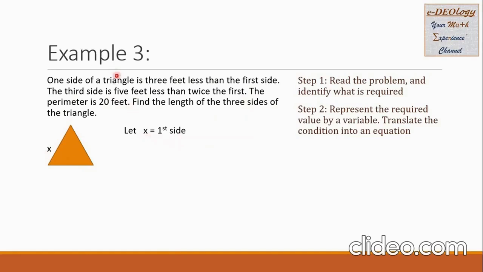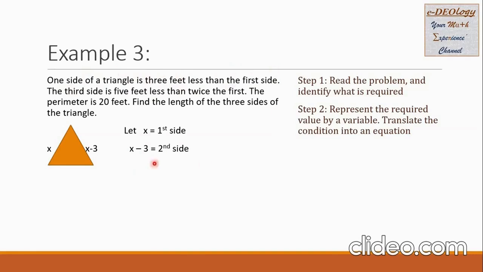For the first condition here, it says one side of a triangle is 3 feet less than the first side. The first condition describes the second side. So if we have the first side as x, the second side will be x minus 3. This is the mathematical representation of the first condition. One side of a triangle is 3 feet less than the first side.